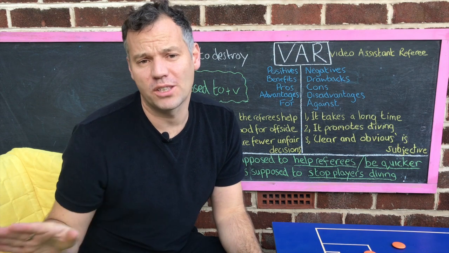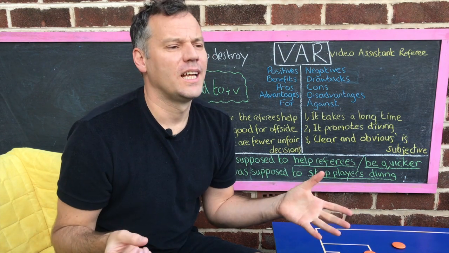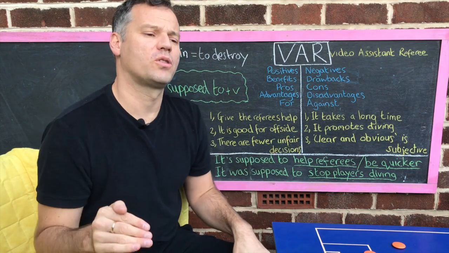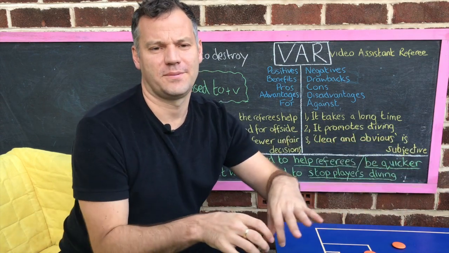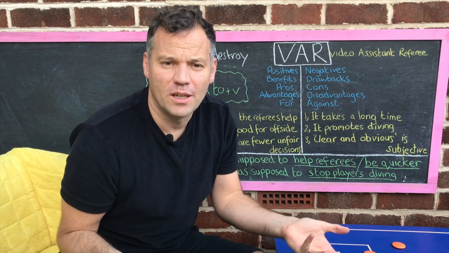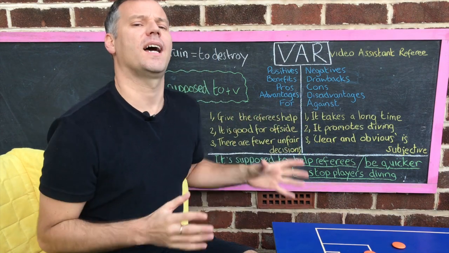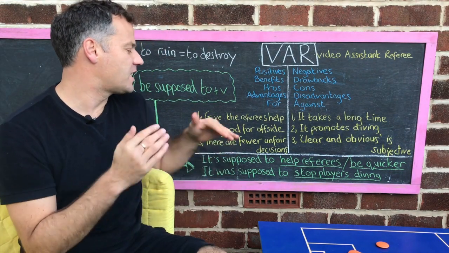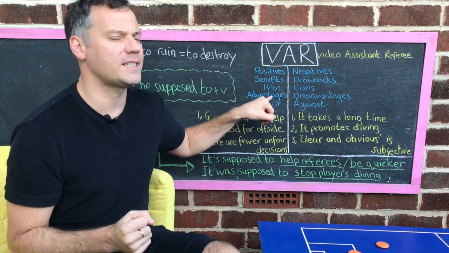But sometimes I don't. Okay, so in England you are not, so the negative, you are not supposed to park your car on yellow lines, but sometimes people do. Okay, so I'm going to be using that language to talk about VAR. Number one, it's supposed to give the referees help.